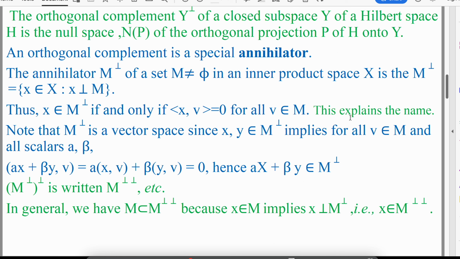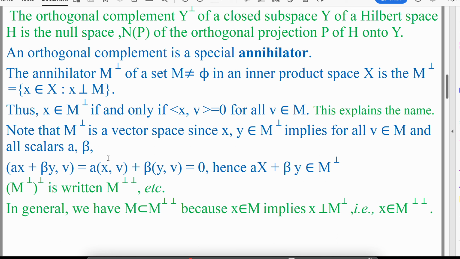This explains the name. Note that the orthogonal complement of M is a vector space. We have shown this in the last slide also, but here in short we say that because x, y belong to the orthogonal complement of M, it implies that for all v belonging to M and all scalars alpha and beta, we have the inner product of alpha x plus beta y with v equal to alpha times the inner product of x with v plus beta times the inner product of y with v.